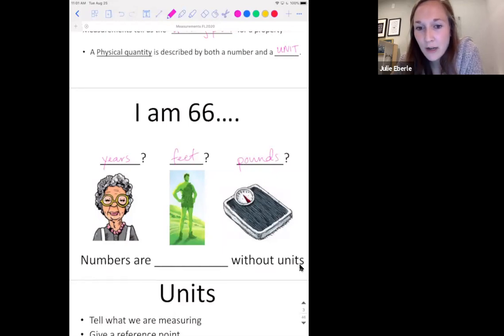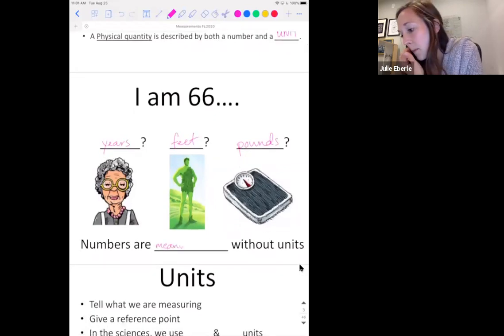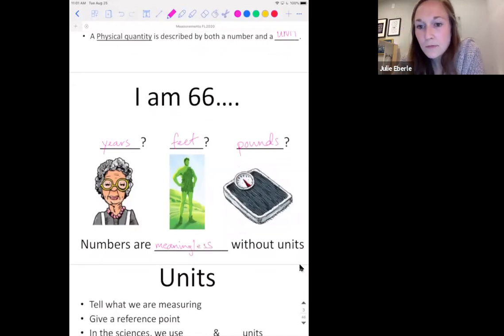Unless you're in like 4th grade. Okay, so all that to say, numbers are meaningless without units. Okay, numbers are meaningless without units. And so I'm about to harp on this really big.